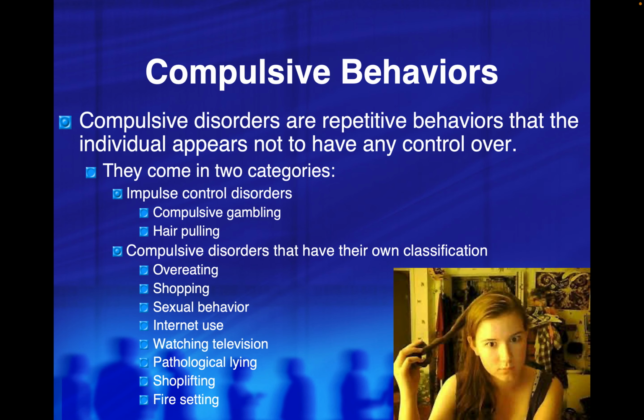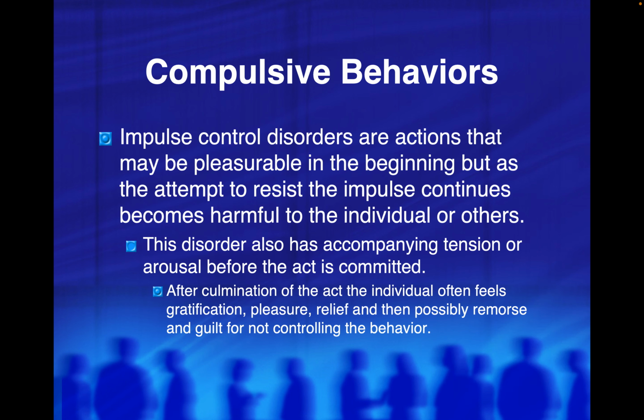Compulsive disorders are repetitive behaviors that the individual appears not to have any control over. They come in two categories: impulse control disorders, such as compulsive gambling and hair pulling, and compulsive disorders that have their own classifications, such as overeating, shopping, sexual behavior, internet use, watching television, pathological lying, shoplifting, and fire setting.